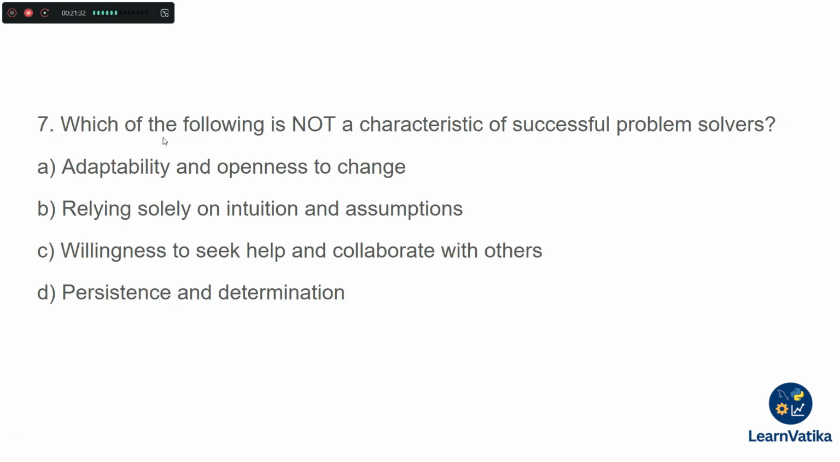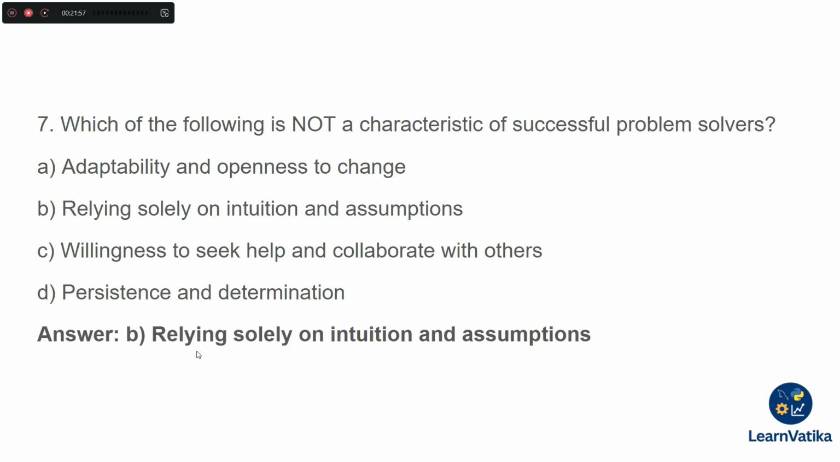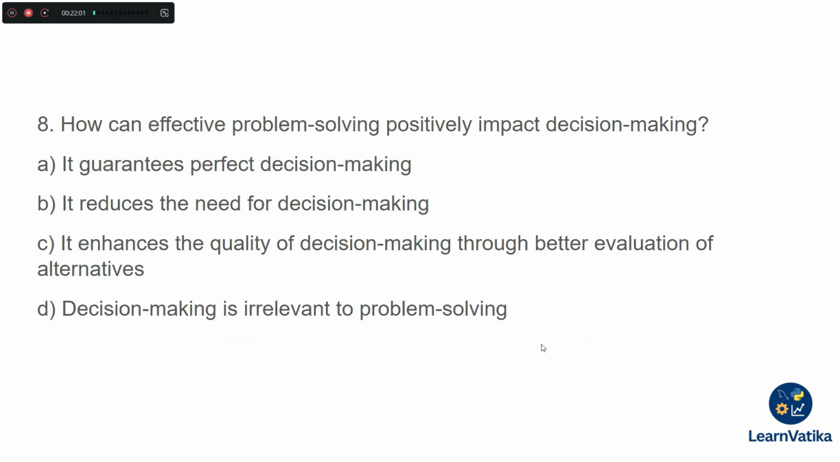The seventh question is, which of the following is not a characteristic of successful problem solvers? Option A. Adaptability and openness to challenge. Option B. Relying solely on intuition and assumptions. Option C. Willingness to seek help and collaborate with others. Option D. Persistence and determination. The correct answer is option B. Relying solely on intuition and assumptions.